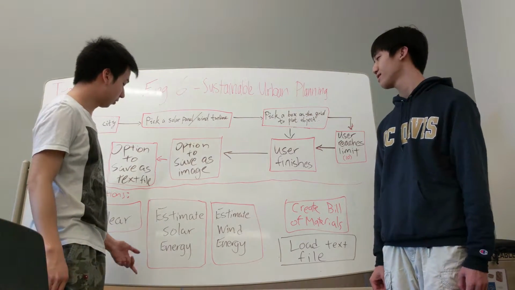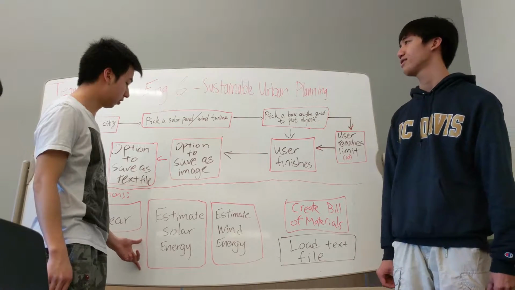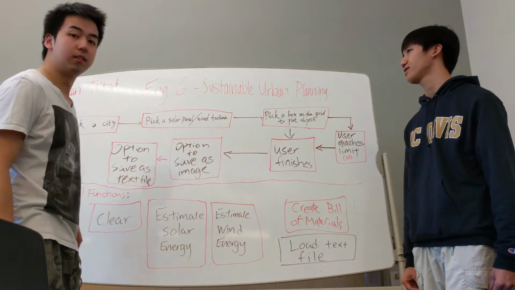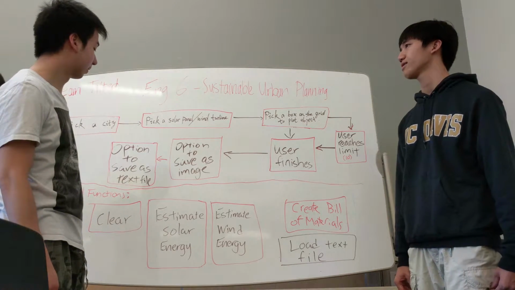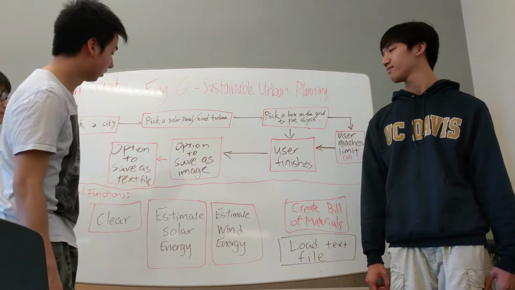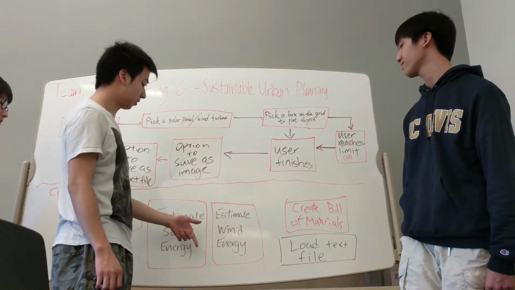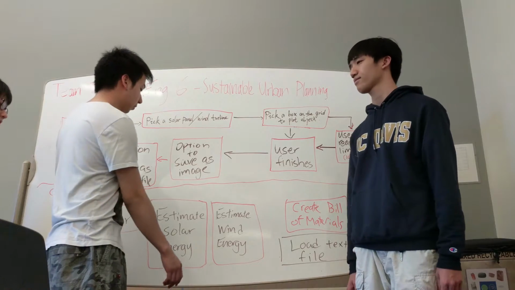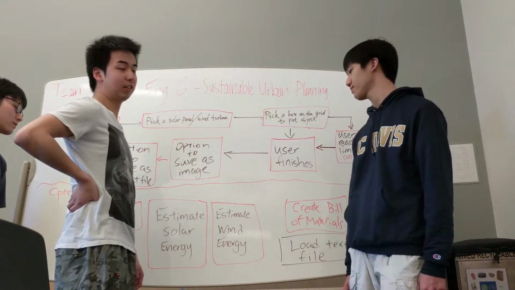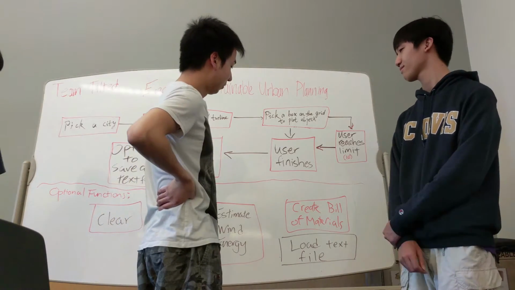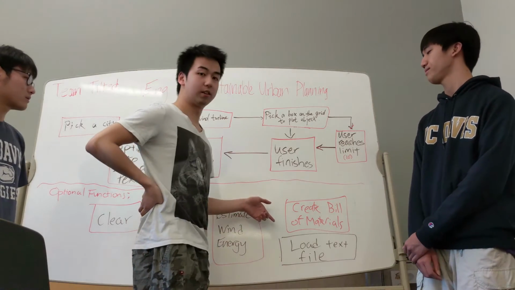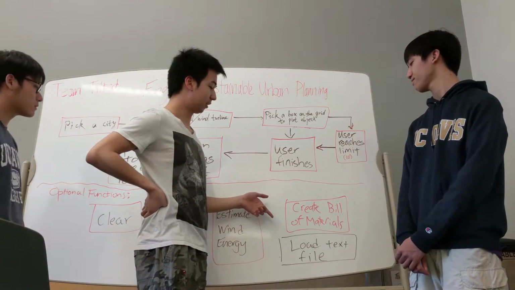Or if you want to estimate the current solar energy, you can click the button Estimate Solar Energy. It'll count the solar energy, including the ones from Project 1. And if you want to estimate the wind energy, you can do a similar function that's called Estimate Wind Energy. And if you want to check the bill of materials, basically you just click on the Create Bill of Materials button.